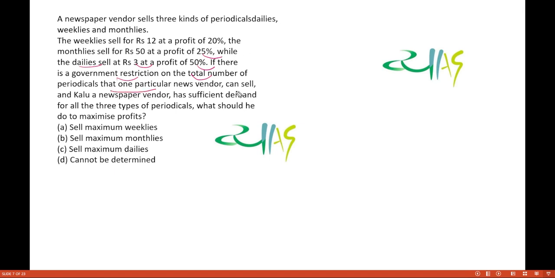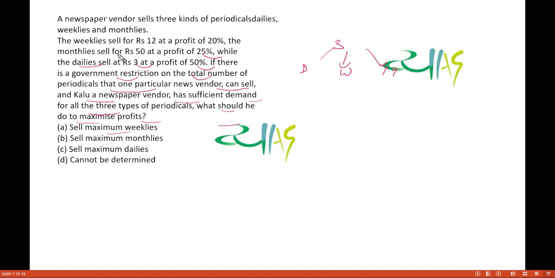If there is a government restriction on the total number of periodicals that one particular news vendor can sell, and Kalu, a newspaper vendor, has sufficient demand for all three types of periodicals, what should we do to maximize the profit? So what this question is basically saying is that there is a newspaper vendor and he is selling three different kinds of magazines, that is dailies, weeklies and monthlies.